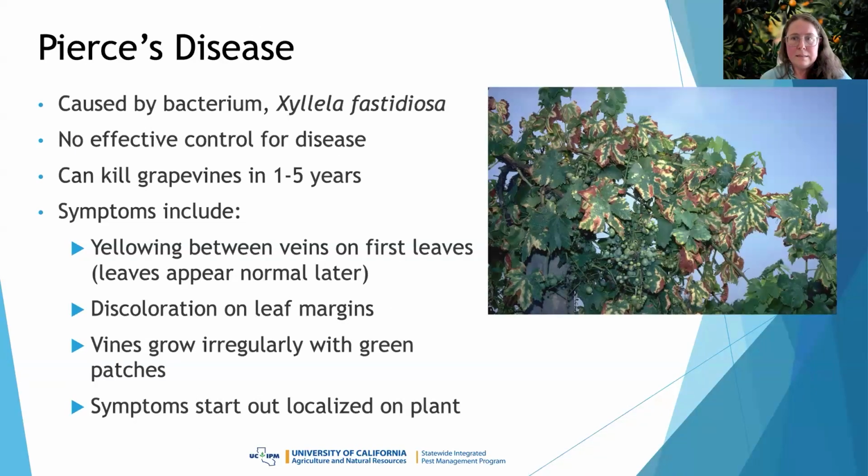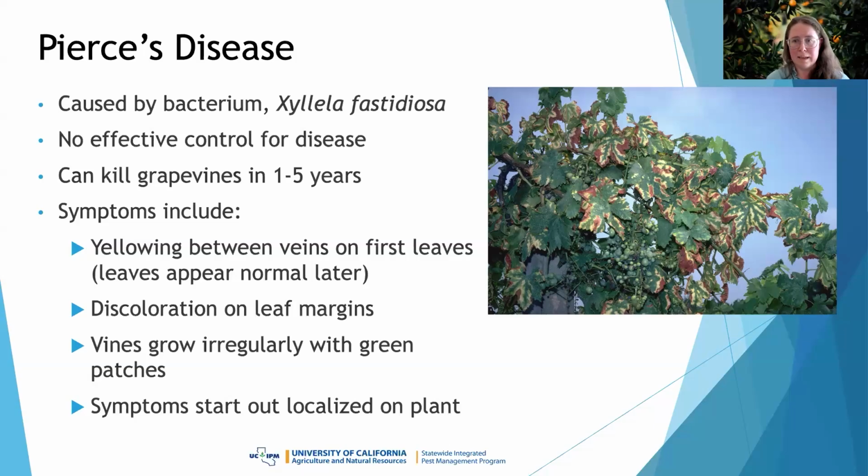Pierce's disease is caused by a bacteria that glassy wing sharpshooter can carry and transmit, Xylella fastidiosa. This disease has no effective cure, and it can kill grapevines within 1 to 5 years. Symptoms of Pierce's disease include yellowing between the veins on the first leaves of grape plants, which then revert to a normal appearance later, discoloration on the leaf margins, and vines that grow irregularly with green patches on them.